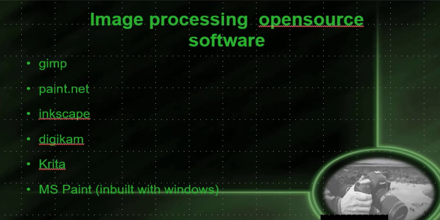For image processing, so many open source software are available. For example, GIMP, Paint.net, Inkscape, digiKam, Krita, and MS Paint is also simple, user friendly software for image processing.